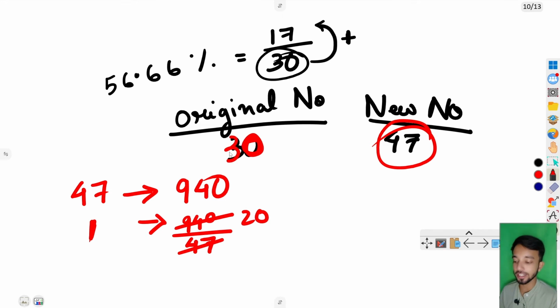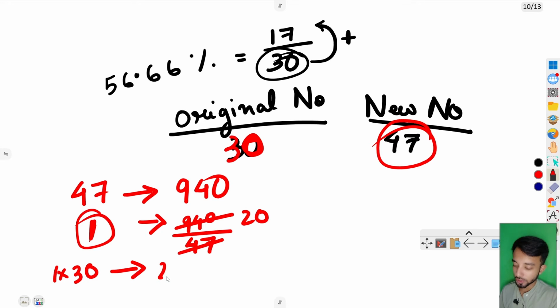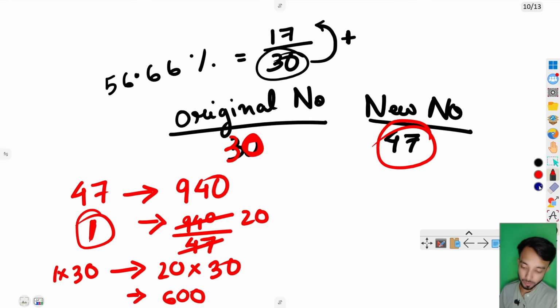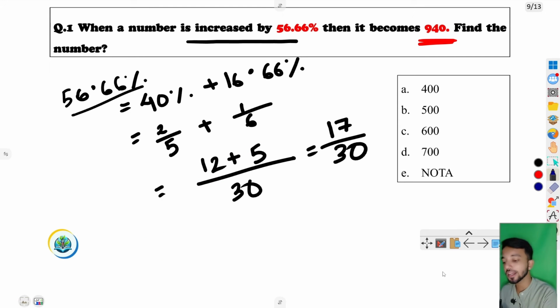So one value is 20, but the original number we had was 30. So we have to multiply this 1 by 30. 1 into 30 is equal to 20 into 30. We have to multiply both sides by 30. We will get the answer to be 600. I hope it's clear. If the first one is clear, this one will be very easy for you.